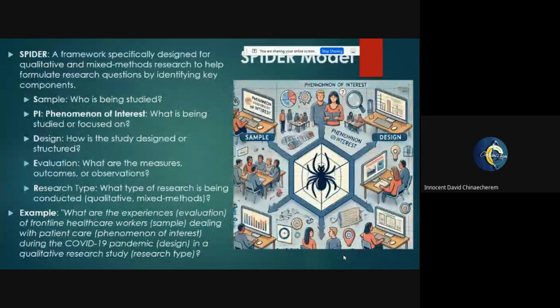So we move on. We also have another framework that is widely used, which we call the SPIDER model, right? It's used mostly for qualitative studies and mixed method research to help formulate your research question. Particularly, it helps in identifying key components. One of the elements of the SPIDER framework is sample, which is still the same question: who is being studied? The PI is phenomenon of interest, what is being studied or what's focused on. Then the design is how the study is designed or structured. And the evaluation is what are the measures and outcomes.